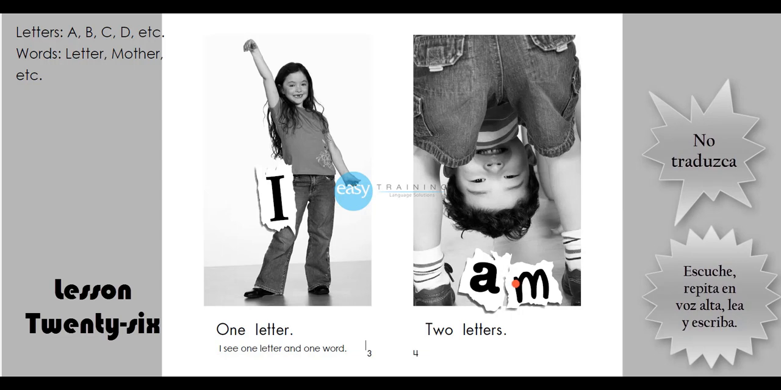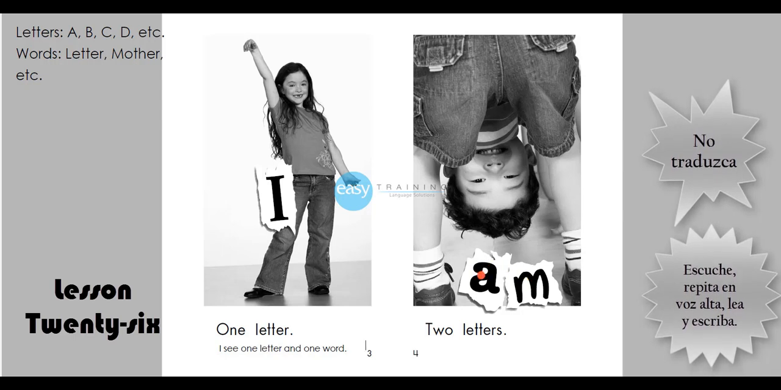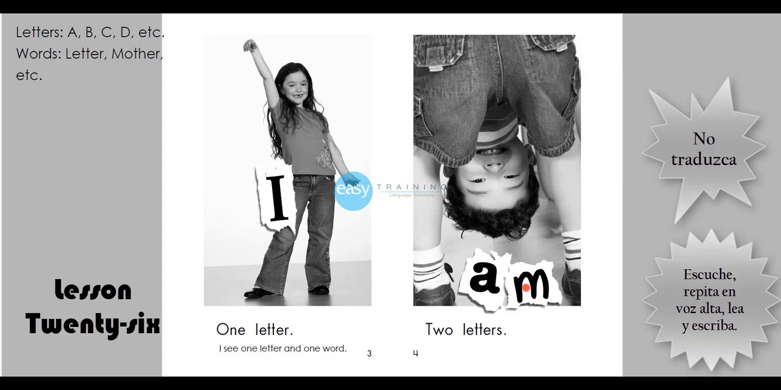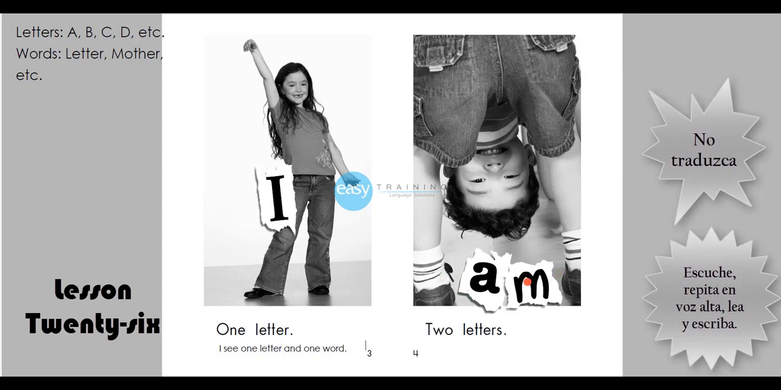Am. Two letters, one letter, two letters, one, two. Letter A, letter M, A, M, am. Y se pronuncia, se lee la palabra am. Cada letter independientemente se lee A, am. Y la word completa se lee am.